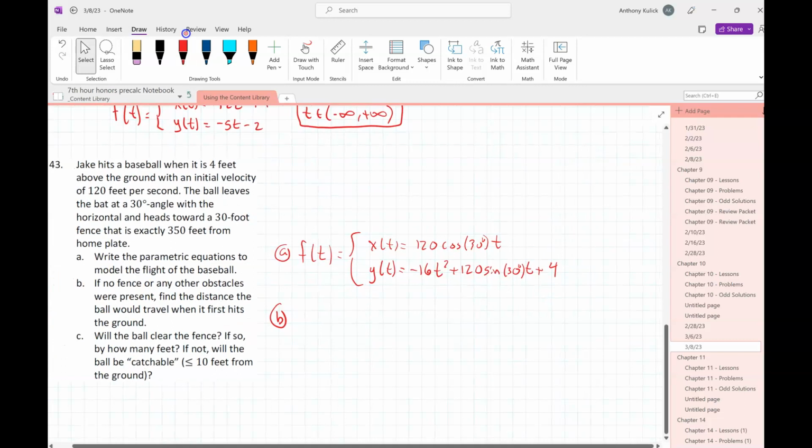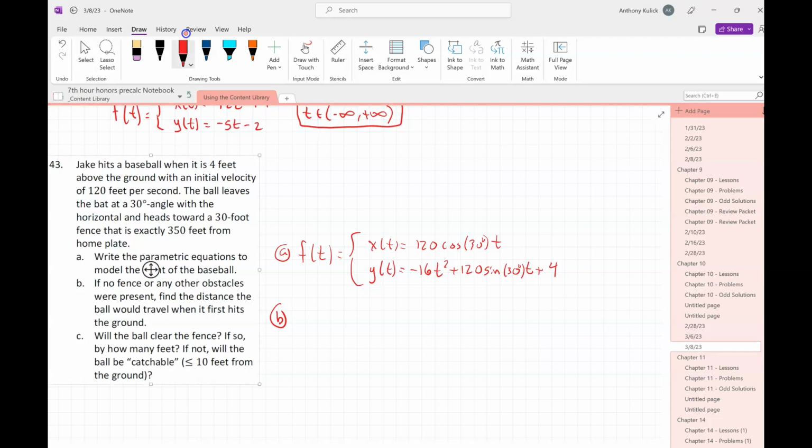Part B says, if no fence or any other obstacles were present, find the distance the ball would travel when it first hits the ground. So it's asking how far it is going to go. That's asking for an x value. To find that x, we're going to solve our equation for y in terms of t, and then use that value of t to plug back into x to get the distance. So what value of y are we interested in? That's right. So I'm going to take y of t and set it equal to 0.